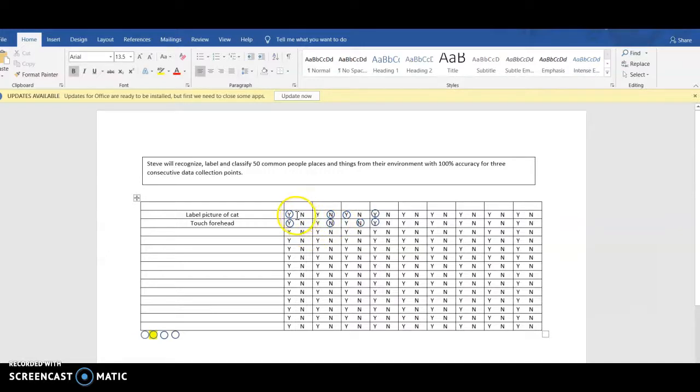So yeah, see, he did it the first time, didn't do it the second, did it the third, and did it the fourth. So we're going to collect data today. And if he gets 3 yeses in a row, that's the criteria for mastery. So if he gets that right 3 times in a row, we're going to say it's mastered. And then we're going to go on to the next item in the list of 50 for him to identify. All right, so I hope that made sense.